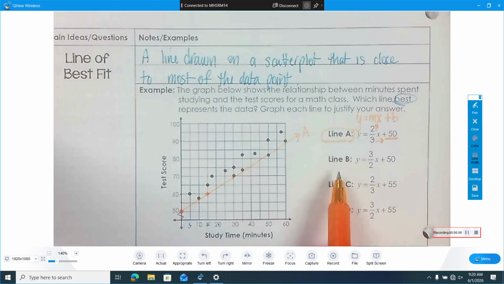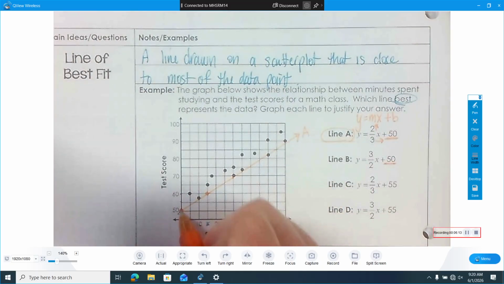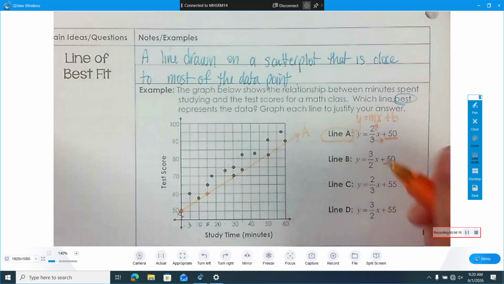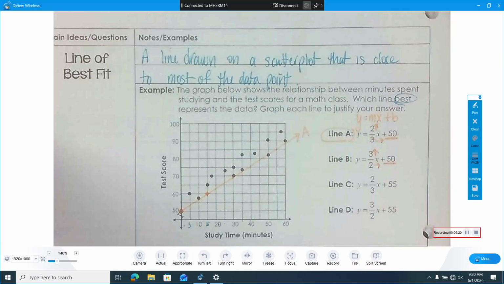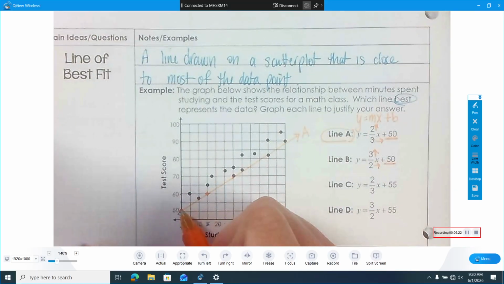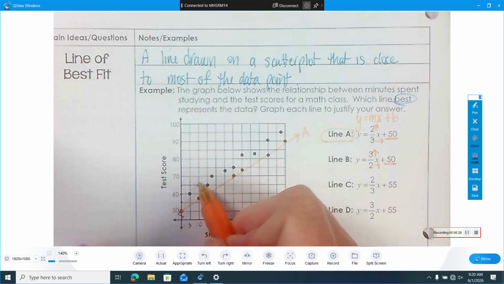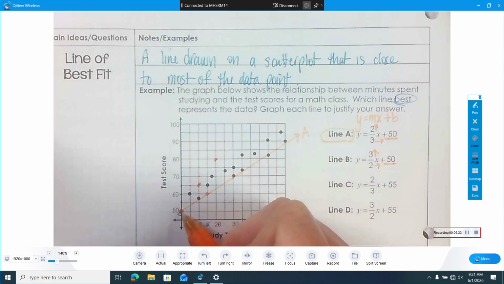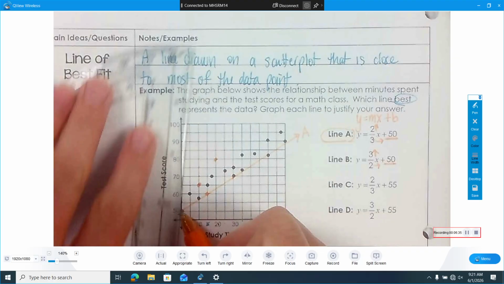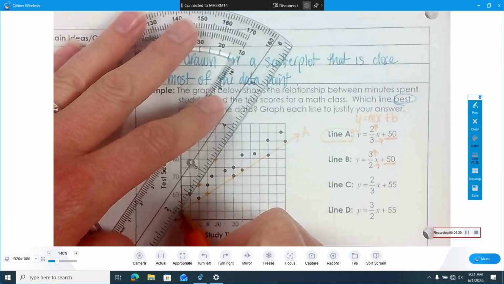All right, line B, again, it begins at 50, so I'm starting at the same point right here, and the slope it has is up 3 over 2. So from 50, I'm going to count up 1, 2, 3 boxes and over 2 boxes. Up 1, 2, 3, over 2. And so this is my line B, and I'm going to use my protractor to connect a straight edge.